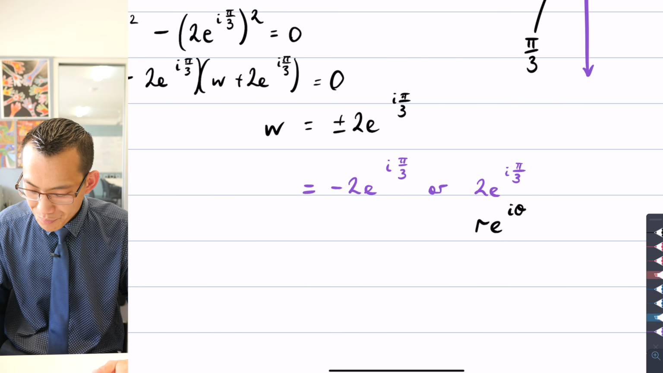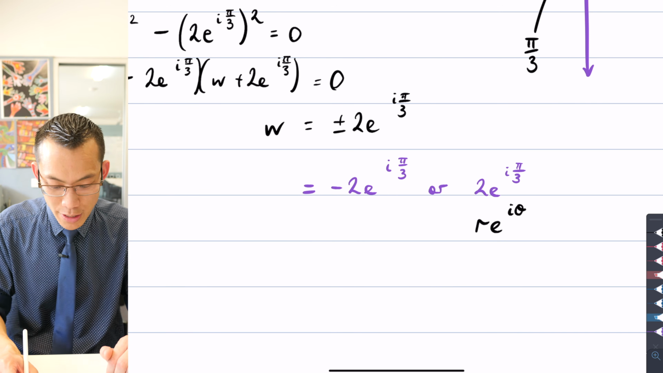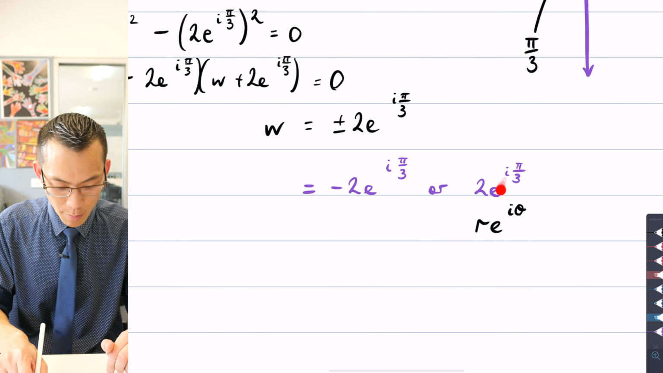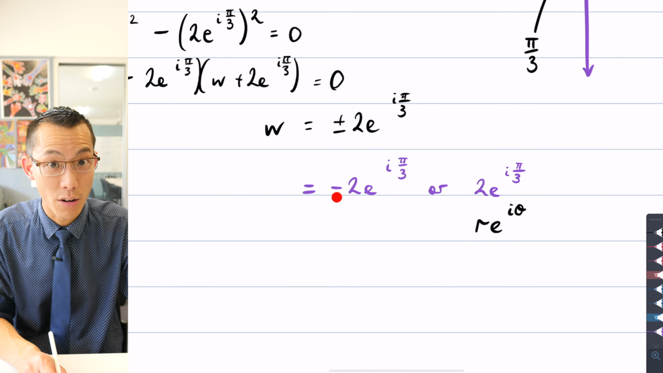Now, how do we do that? Well, the easiest way to think about it is there is a relationship between a complex number and what happens when you just slap a minus sign on the front, right?